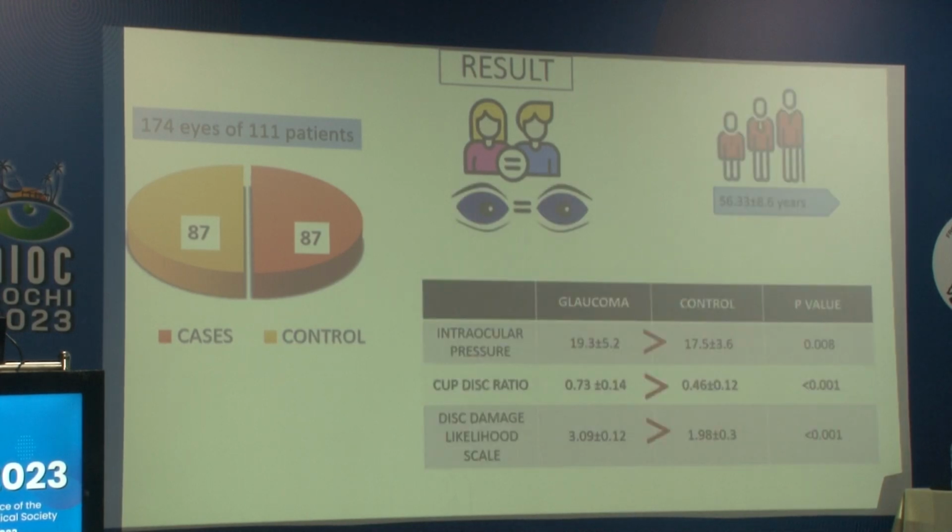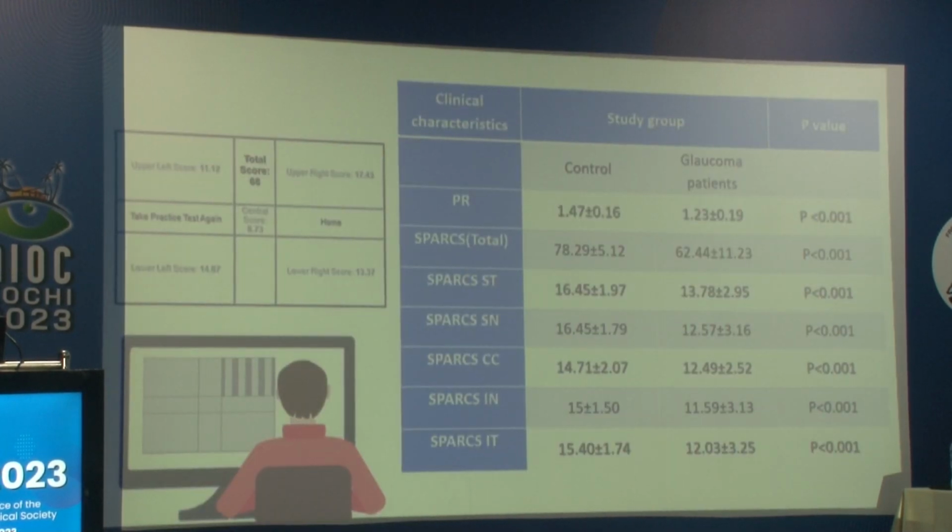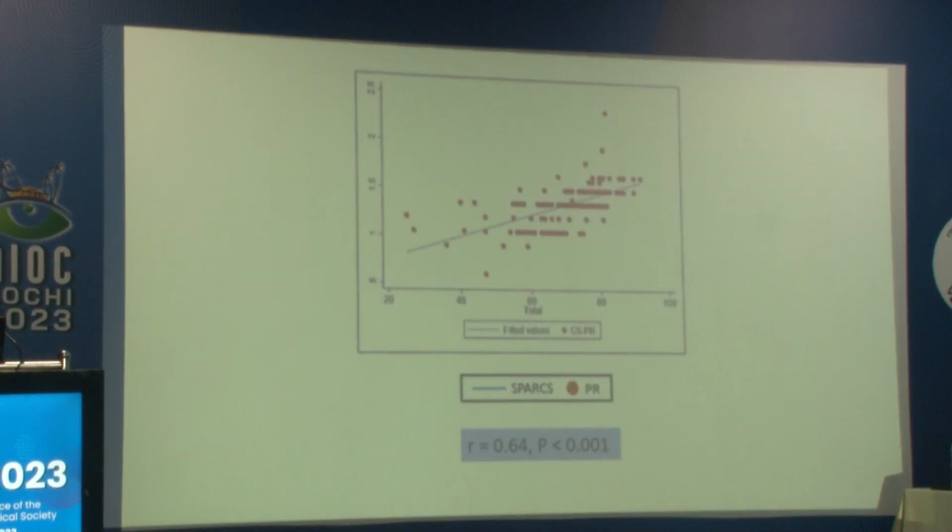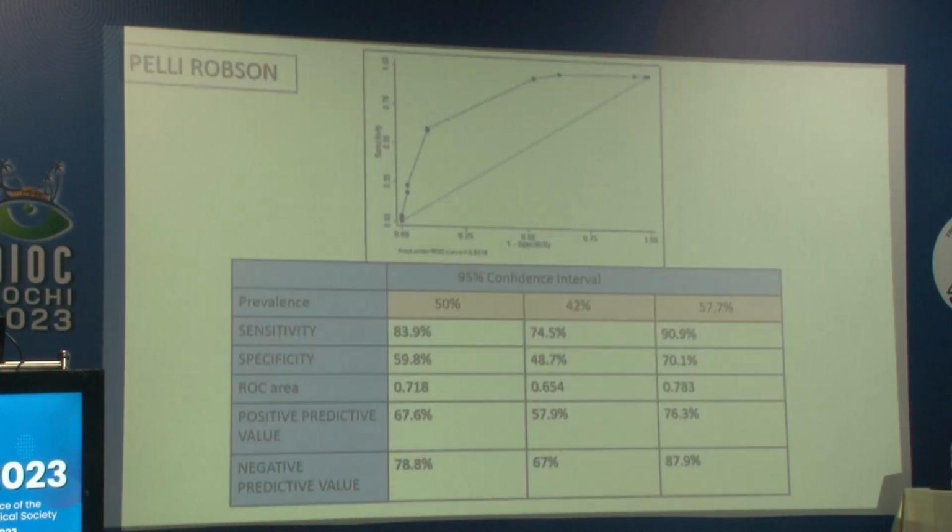Mean age came to 56 years, and on pairwise analysis, intraocular pressure, cup disc ratio and disc damage likelihood score were more for glaucoma patients as compared to control. We also compared Pelli-Robson and Spaeth score for different study groups, and we could find out that the control had a higher score than the glaucoma patients. On univariate analysis, there was a positive correlation between Spaeth and Pelli-Robson.